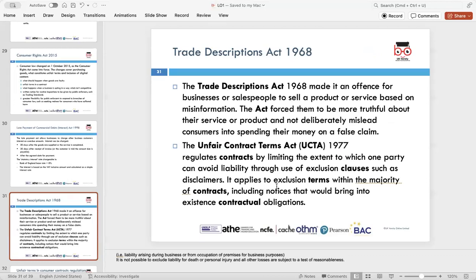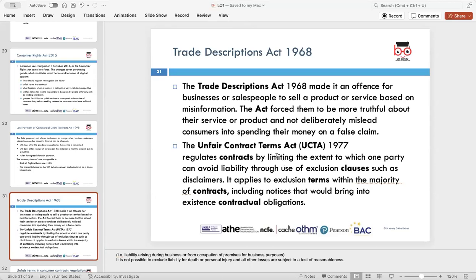Trade Descriptions Act 1968. Businesses or salespersons who sell products or services based on misinformation are considered to be in violation of the Trade Descriptions Act 1968, which made it a criminal offense. As a result of the act, they were required to be more accurate about their services or products, and to refrain from intentionally misleading customers into spending their money on a claim that cannot be verified.